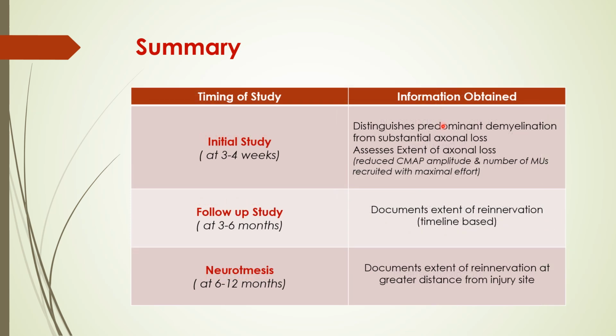So how does the timing of the study help us in diagnosing? The initial study, which is done at 2 to 4 weeks, will distinguish a predominantly demyelinating lesion from a substantial axonal loss lesion. It will also assess the extent of axonal loss. There will be reduced CMAP amplitude and number of MUs recruited with maximum effort. A follow-up study at 3 to 6 months will document the extent of reinnervation, which is of course timeline based. In case there is partial neurotmesis, there could be some growth and recovery in the distal part, and the study at 6 to 12 months will document the reinnervation at a greater distance from the injury site.